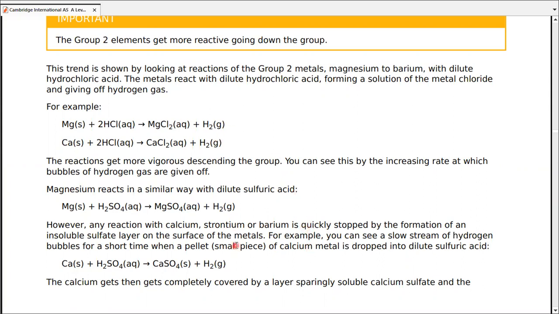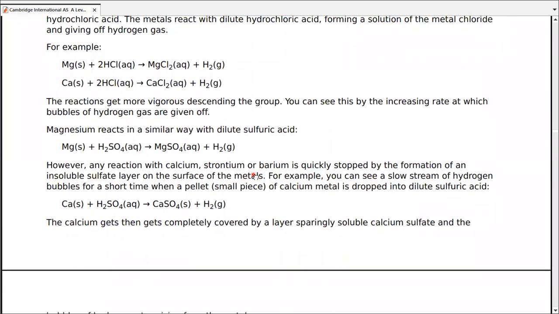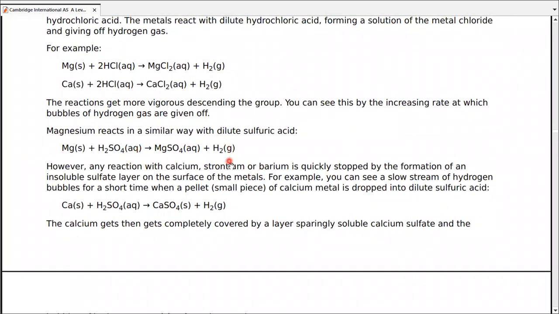Starting off in the same footsteps, it's easier to understand that reaction with dilute hydrochloric acid, forming a salt and giving off hydrogen gas, should be something familiar. And if you take a look at these reactions for magnesium and calcium, the reactions get more vigorous descending down the group. So calcium is, of course, going to give you a more vigorous reaction as compared to magnesium. Magnesium reacts in a similar way with dilute sulfuric acid.